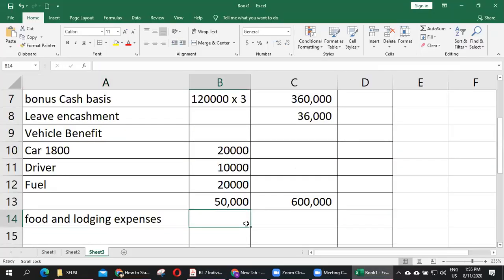Food, it is how much? 42,000. It is not income, right? Not income. Right?